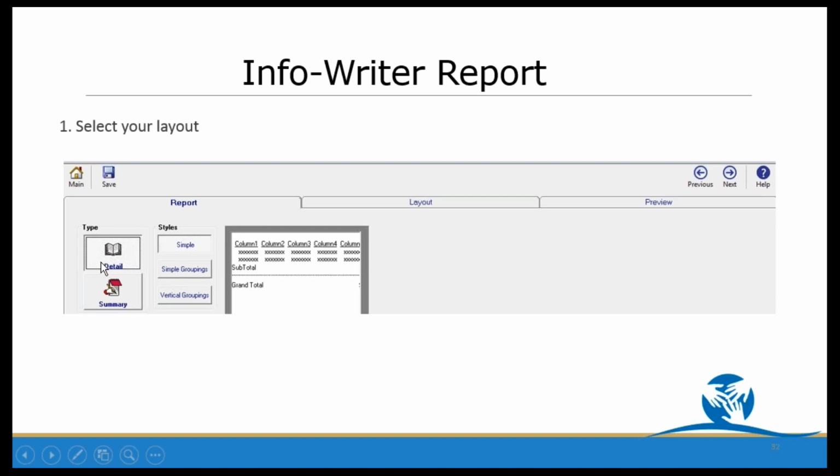Once you get into Info Writer, the first screen is the report. You need to select the layout that you want. Do I want it in details, or in summary? Do I want it in simple style, vertical grouping, or simple grouping? In this particular case, I said I want details and a very simple report.